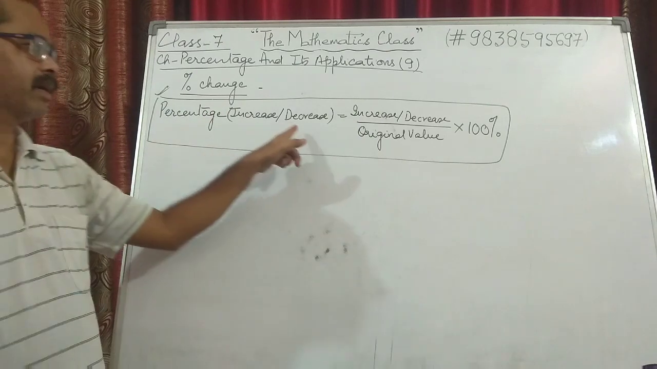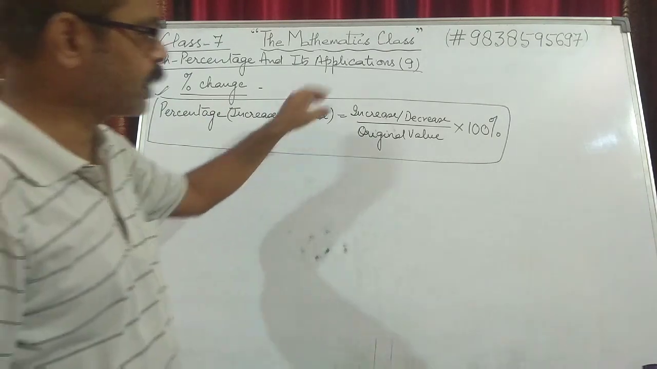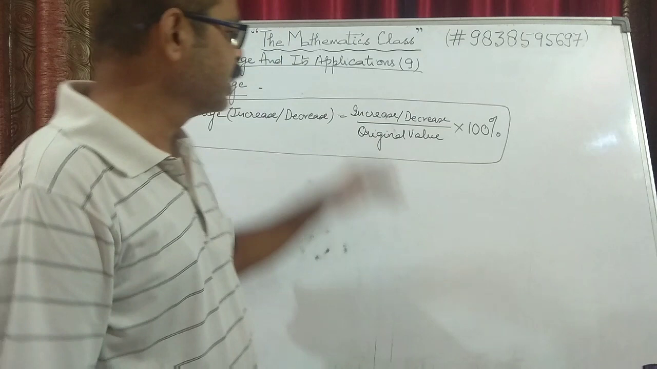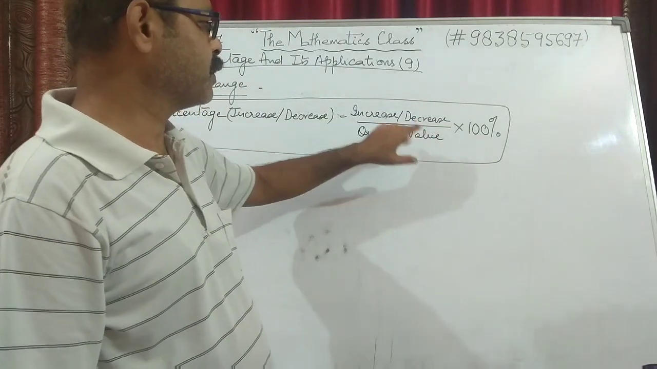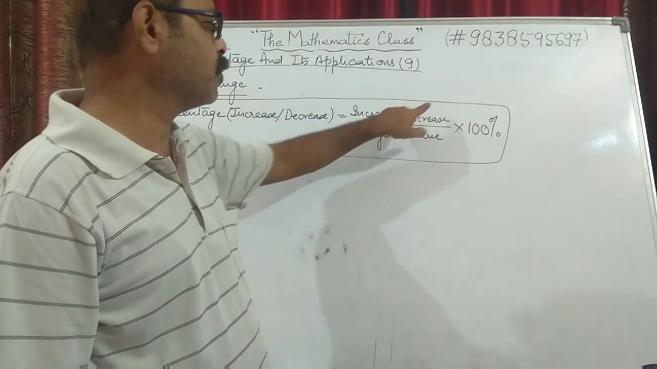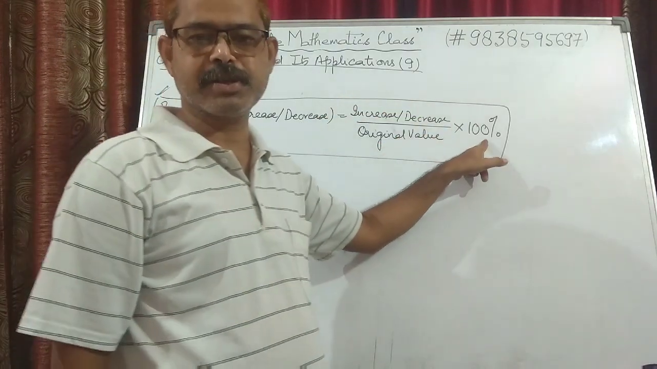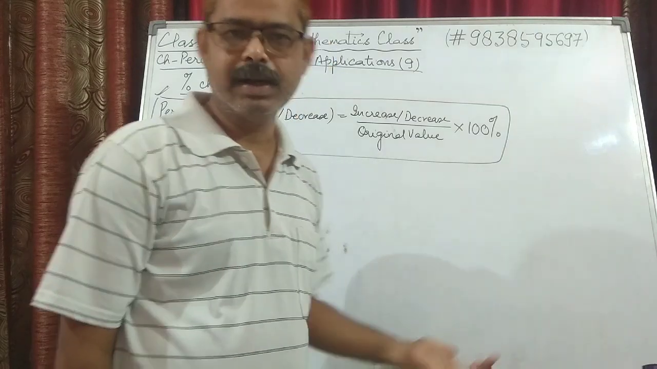Percentage increase or decrease is calculated how? First you will calculate the increase or the decrease, then its original value will be given and it will be written in the form of a fraction, means increase upon original value or decrease upon original value into 100%, whatever will be the value, that is the answer.